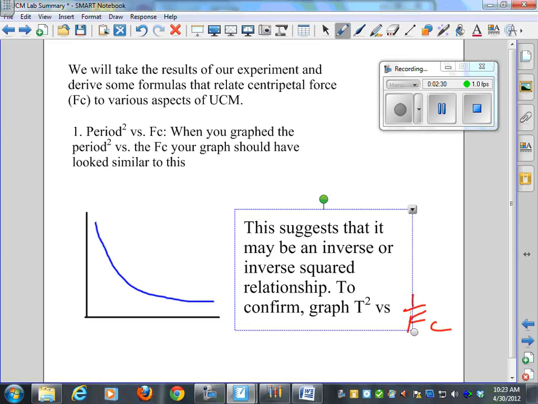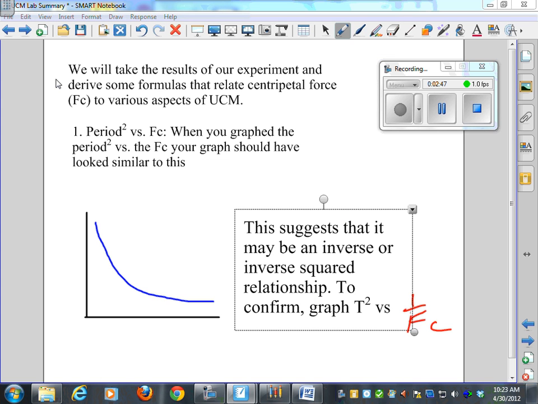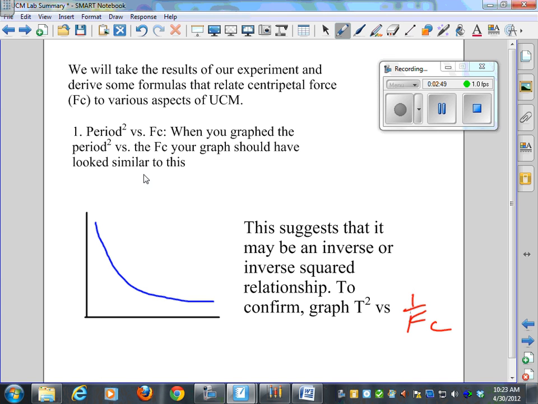Yes. Okay. And in the good old days, in the pre-graphing calculator, pre-computer days, that's how you figured out what the actual relationship was. You guessed, and if you think it's 1 over Fc and you get a straight line, then that proves that it's correct, that it's an inverse square. Okay, so we got that.